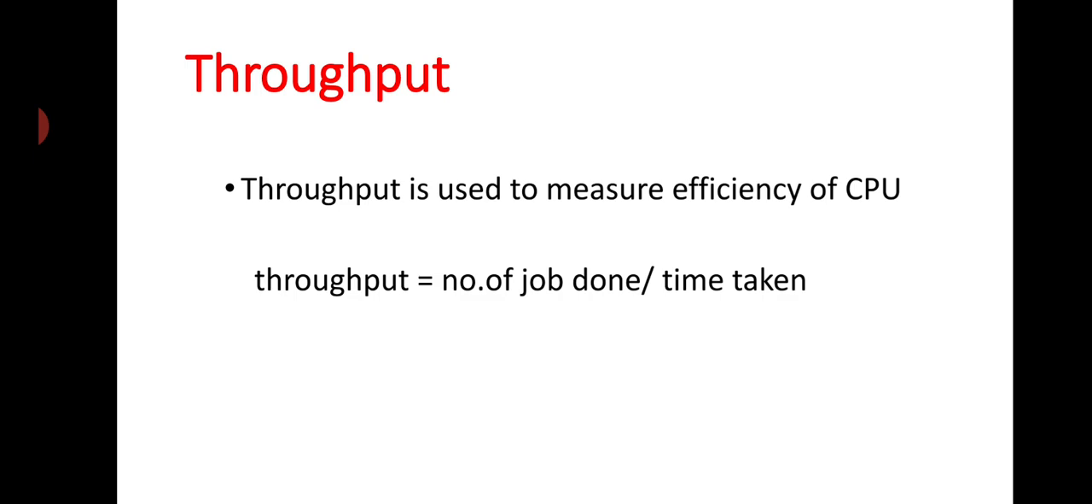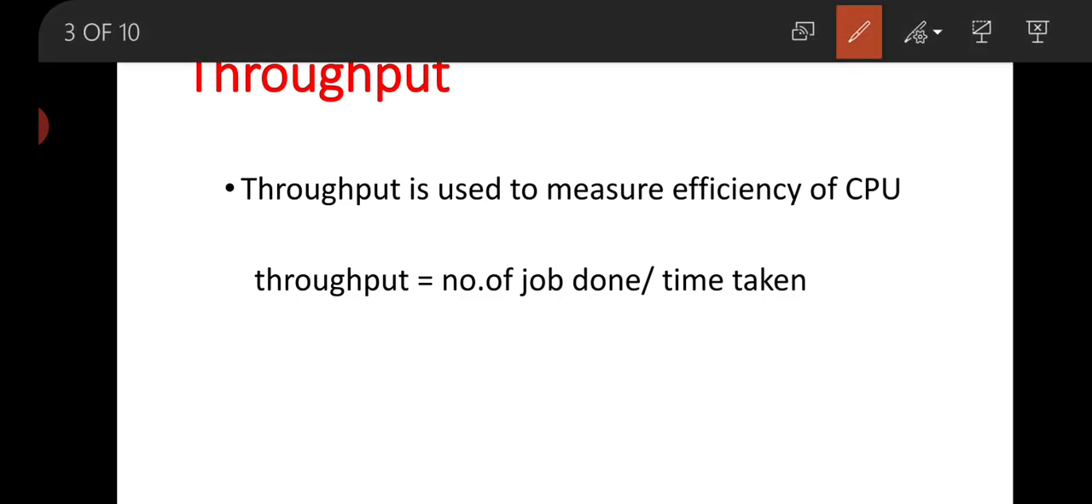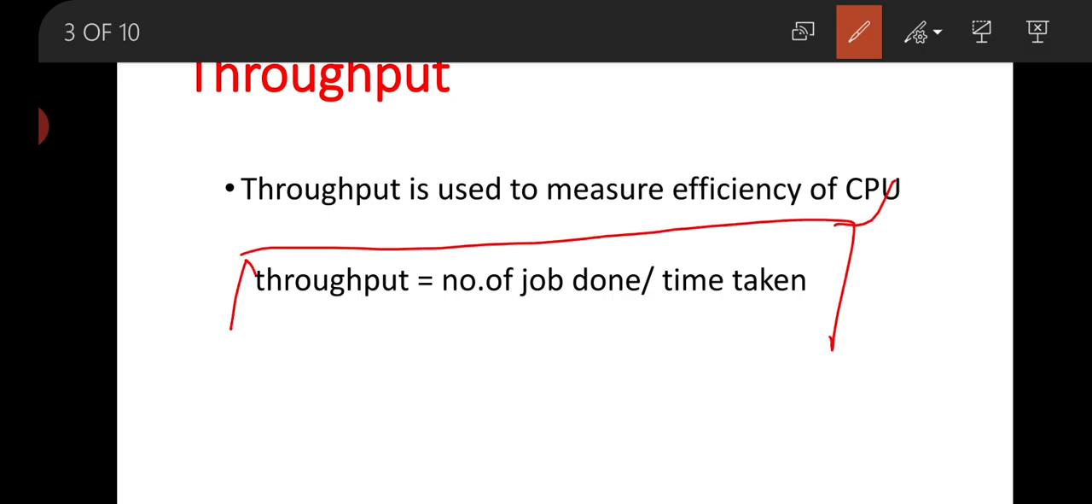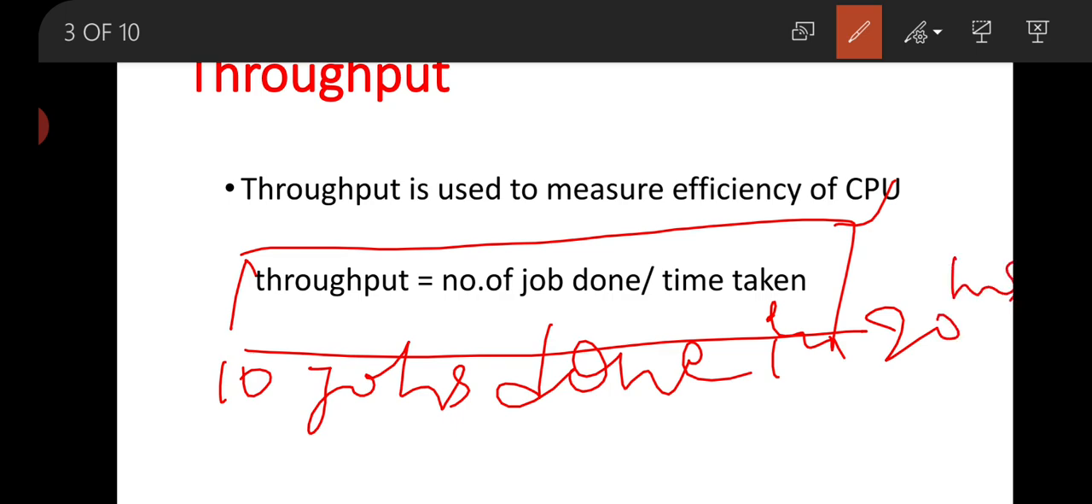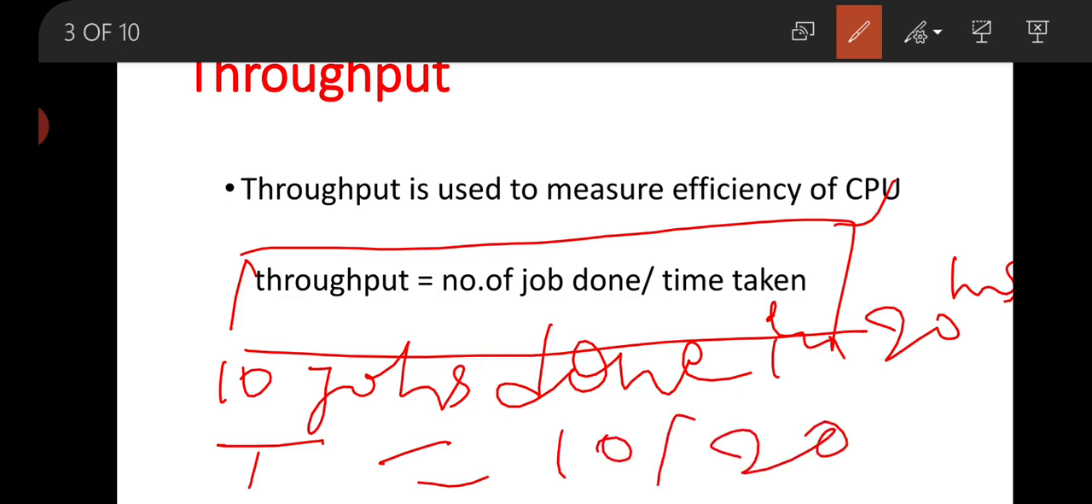Now, throughput is the term which is used to measure the efficiency of the CPU, and the formula of throughput is number of jobs done divided by time taken. Suppose there are 10 jobs done in 20 milliseconds, then throughput will be 10 upon 20, that means 0.5 job per millisecond. This is the throughput of the CPU.